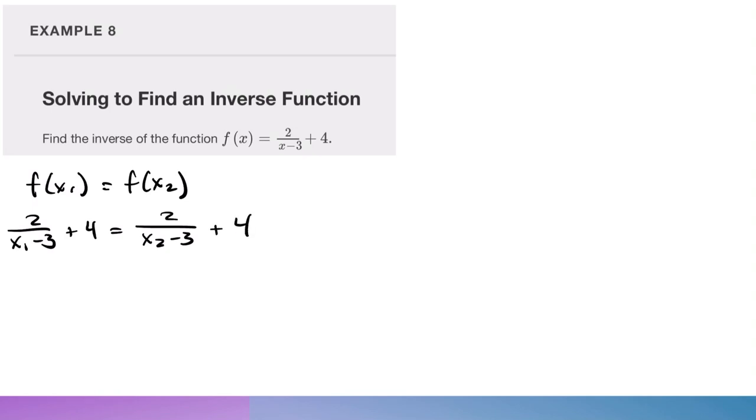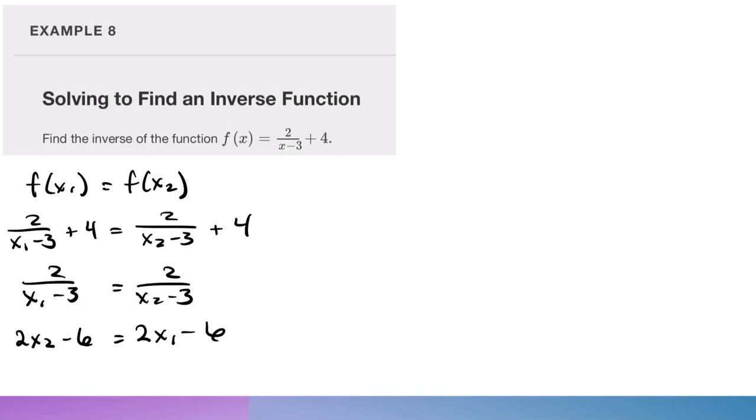So then we can subtract 4 on both sides. We'll get our x1 minus 3 under 2 equals x2 minus 3 under 2. We could cross multiply here. Let's cross multiply and see what happens. So we get what? 2x2 minus 6 equals 2x1 minus 6. If you add 6 and divide by 2, ultimately you get to x1 equals x2, right? That's what we wanted. So we can say that this function is indeed one-to-one, right?